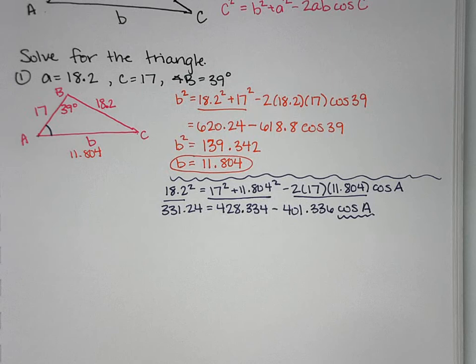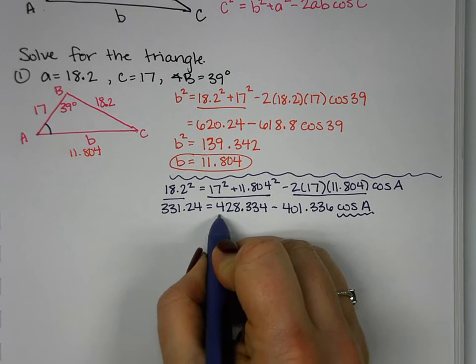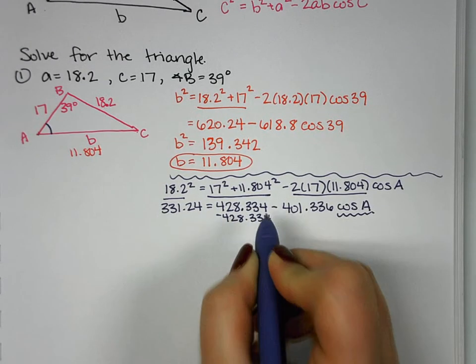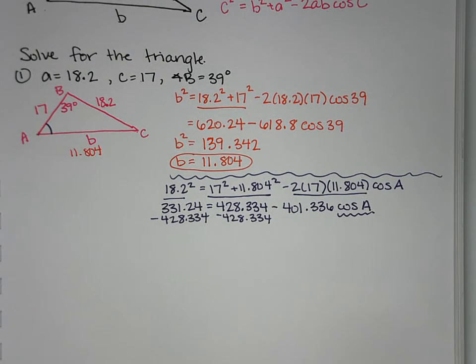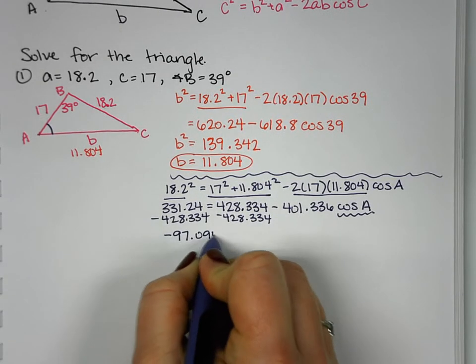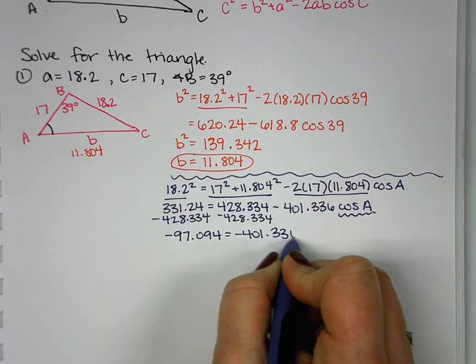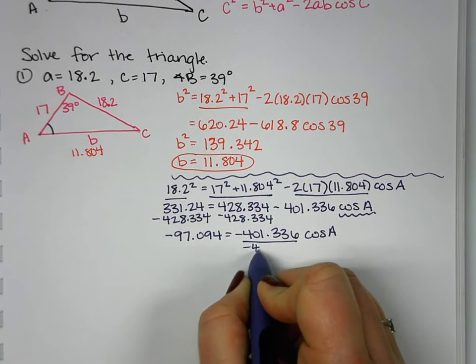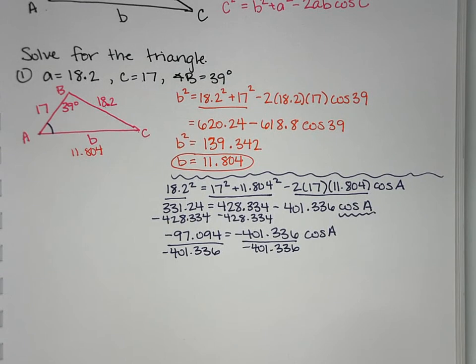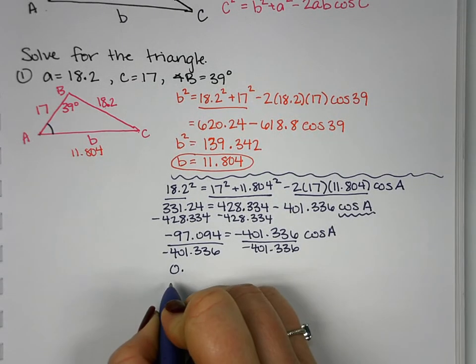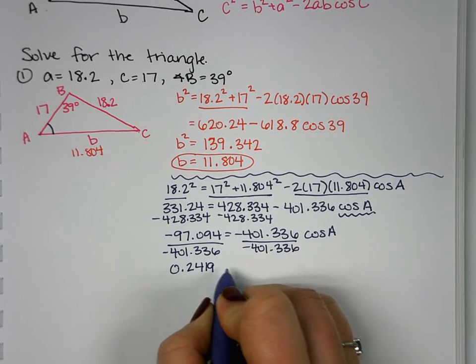Now I need to solve for the cosine of A. I need to get this by itself so that I can inverse and find A. So I'm going to subtract 428.334 from both sides. 331.24 minus 428.334 gives negative 97.094 equals negative 401.336 cosine A. Next, divide both sides by negative 401.336, and I get 0.2419, I'm going to go 4 here, equals cosine of A.